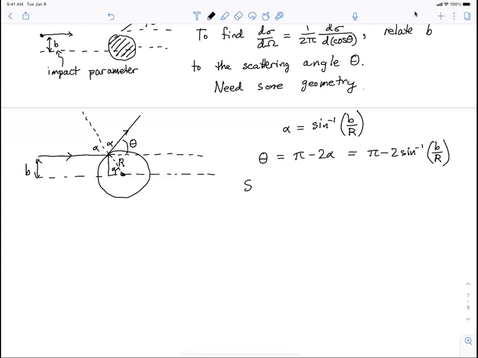Okay, and our strategy is to solve for the impact parameter, which we can now do. The impact parameter is the radius of the target ball times sine of (pi minus theta) over 2, which is also known as r times cosine theta over 2 by a trig identity.